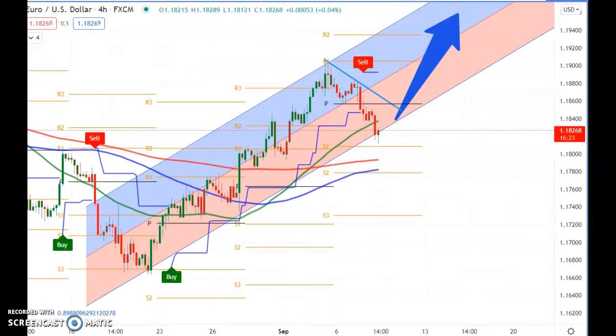Well, here's the euro dollar. 118.26 currently, but now hitting a very important support line. Just moved below the 50-day moving average, the green line as well, and so highly likely probably to rise here back up to R2 in the coming days.